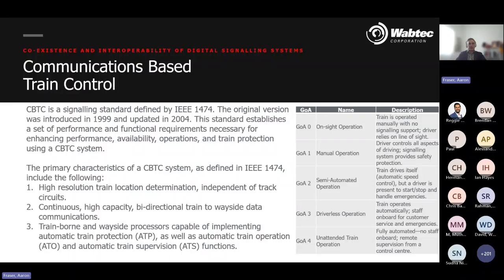As a result, trains can run much closer together, increasing capacity without adding more track, as well as maintaining the safety of the system. CBTC also supports various levels of automation, as shown in the table on the right. In fact, many driverless metro systems around the world, which could be considered anything between GOA2 to GOA4, like in Paris, Singapore, and parts of London, use CBTC to operate safely and efficiently.